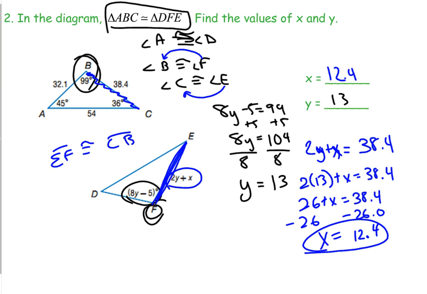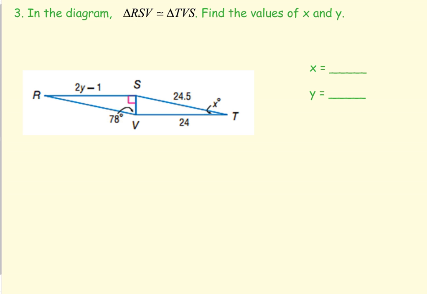So it's all about what matches up where. You've got to be very, very detailed about this. All right. You cannot shortchange yourself. All right. Now look, RSV, TVS. So now these two sides match up, but not in the way you think. Okay. So if you notice, R and T match up. S and V match up, but then V and S match up.